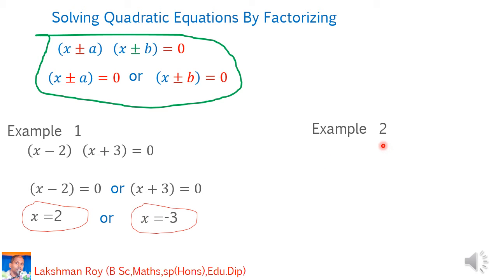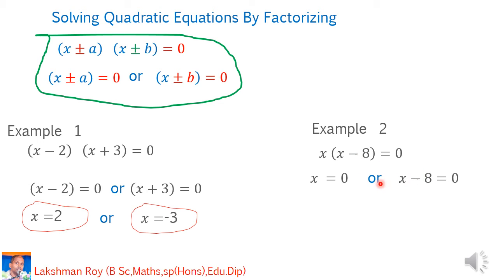We'll move to another example, students. Right, this is my example. x into x minus 8 equals 0. Now you can see here is the product. x is one factor, x minus 8 is another factor. Two factors, the product of two factors, already factorized. Now what happened? This factor x should be equal to 0. Another factor x minus 8 should be equal to 0. This one is 0 or this one is 0, right?